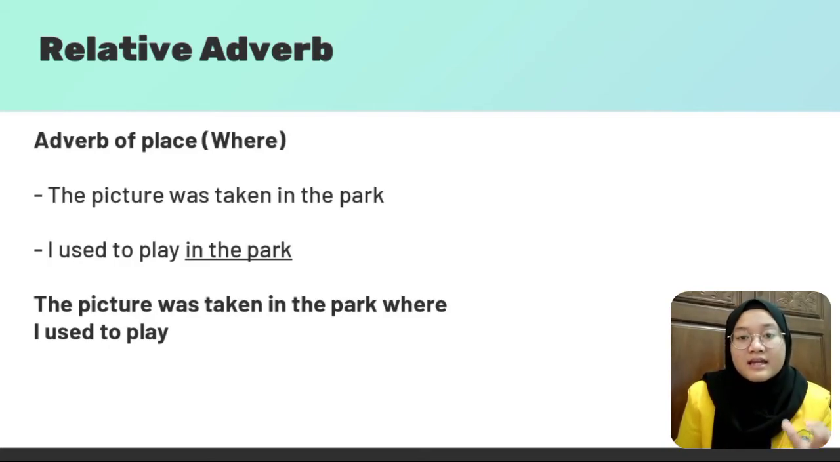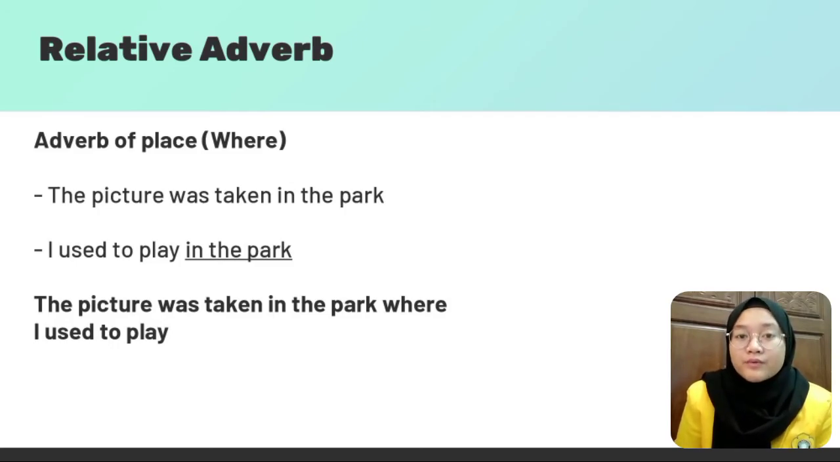And we know that in the park is adverbial clause talk about place. So, if we want to replace this adverbial clause, we will use the adverb of place where. So if we combine these two sentences, it will be like this. The picture was taken in the park where I used to play. I used to play in here is a relative clause.